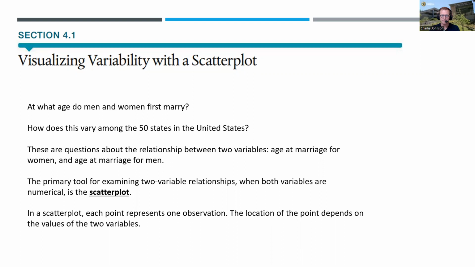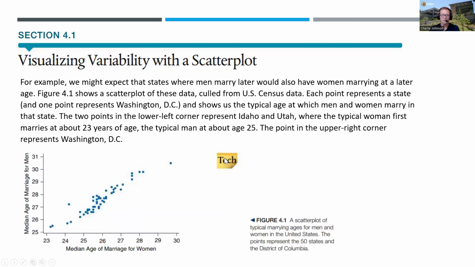In a scatterplot, each point represents one observation. The location of the point depends on the values of the two variables. And again, the scatterplot is used when both variables are numerical. For example, we might expect that states where men marry later would also have women married at a later age. The following figure 4.1 shows a scatterplot of these data, culled from the US Census data.